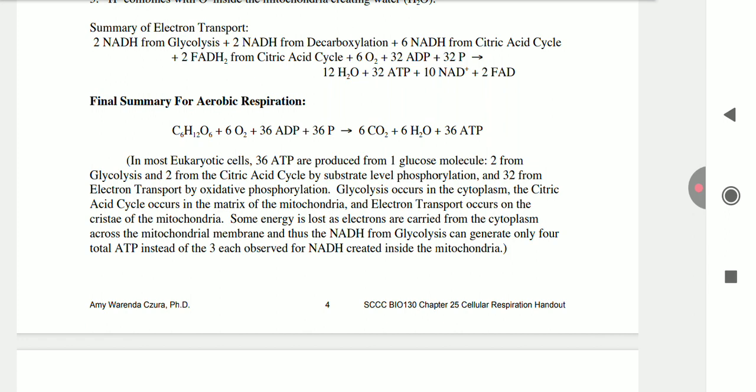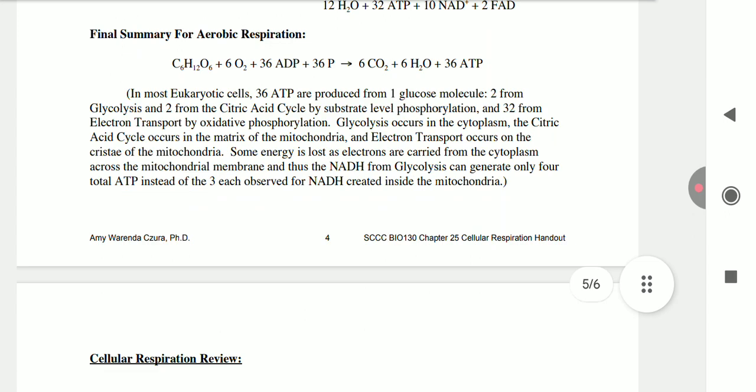Glycolysis occurs in the cytoplasm, the citric acid cycle occurs in the matrix of the mitochondria, and the electron transport occurs in the cristae of the mitochondria. Some energy is lost as electrons are carried from the cytoplasm across the mitochondrial membrane, and thus the NADH from glycolysis can generate only 2 ATP instead of the 3 each observed for NADH created inside the mitochondria.